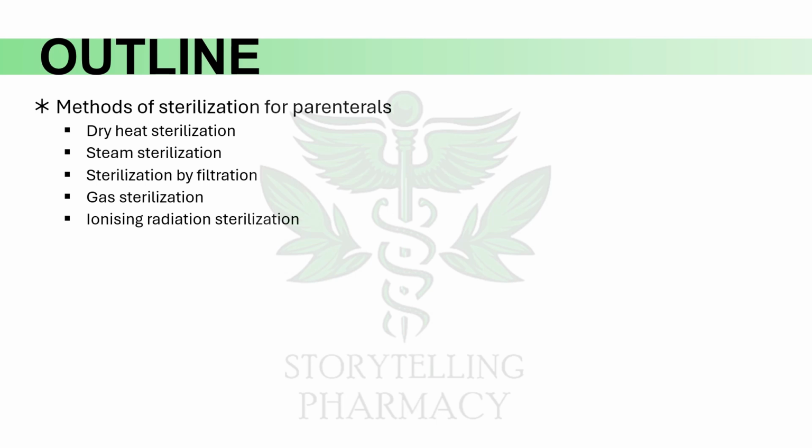In this video, we're going to talk about the different methods we can use to sterilize parenteral products. However, I want you to keep in mind that we can also use these methods to sterilize non-parenterals as well. There are 5 main methods: dry heat sterilization, steam sterilization, sterilization by filtration, gas sterilization, and ionizing radiation sterilization.